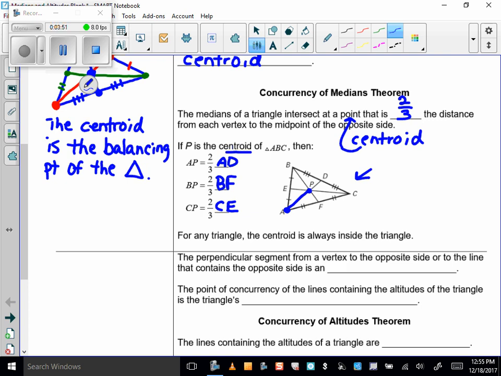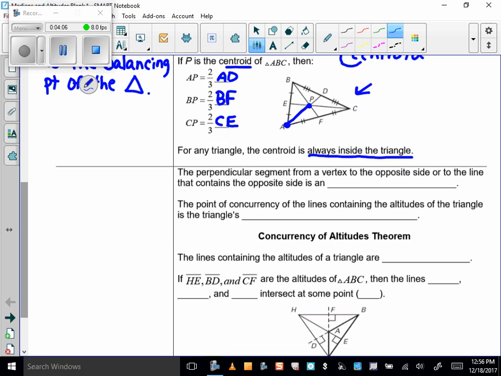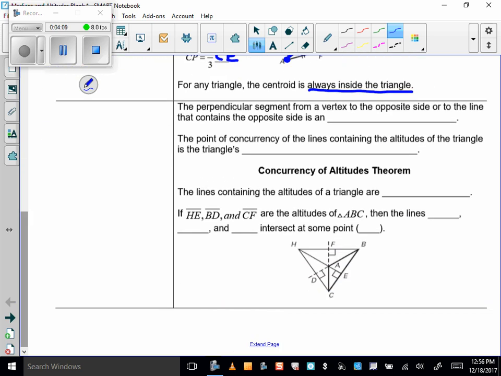For any triangle, the centroid is always inside the triangle. And of course, since I told you the centroid is the balancing point of the triangle, that stands to reason, right? You can't possibly have a balancing point that is outside or on the triangle. Always inside the triangle. Okay?